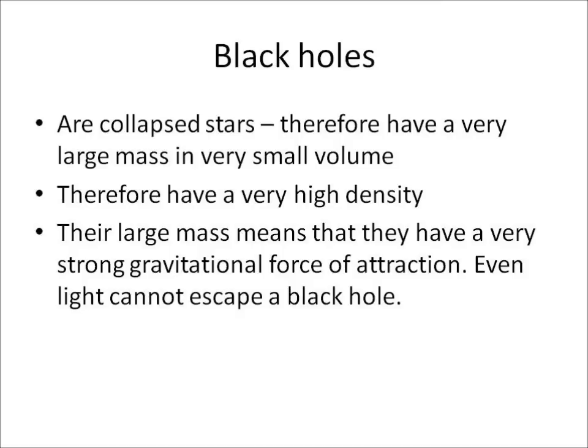Black holes are formed at the end of the life cycle of a massive star. They are collapsed stars, therefore they have a very large mass in a very small volume. Tiny volume, large mass, and therefore they have a very high density. The fact that they have a very large mass means that they have a very strong gravitational force of attraction, so strong that even light cannot escape a black hole, so we can't even see them.